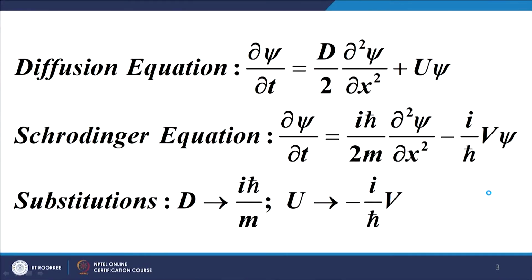A comparison of the two equations, the diffusion equation and the Schrodinger equation, gives the following relationships. D relates to i h bar upon m. Recall that h bar is related to the Planck's constant. U is replaced by minus i upon h bar V, where V is the potential.